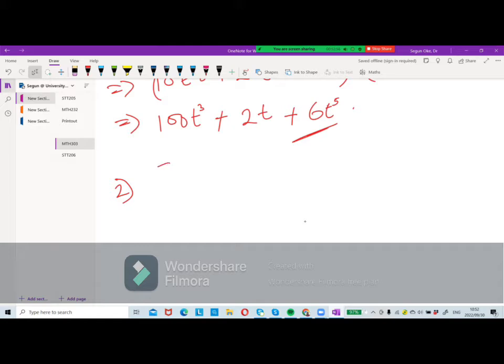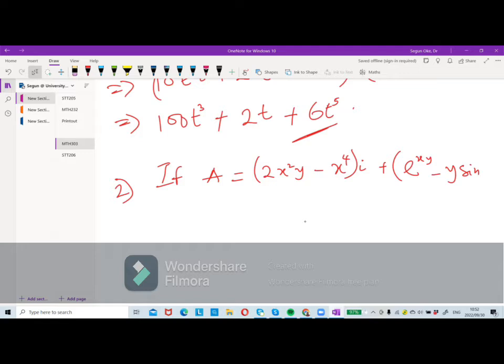Question 2, let's look at this. If A is equal to, we are going to the partial derivative now, 2x squared y minus x to the power 4 i plus exponential xy minus y sine x j plus x squared cos y k.